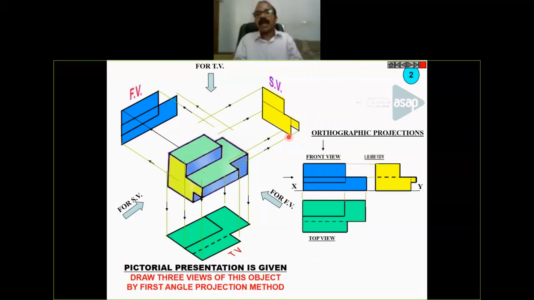And drawing profile planes is also very important. The front view you have to mark with small letter a dash, the top view with small letter a, and the side view with small letter a double dash. So that's the standard notation for drawing orthographic planes.